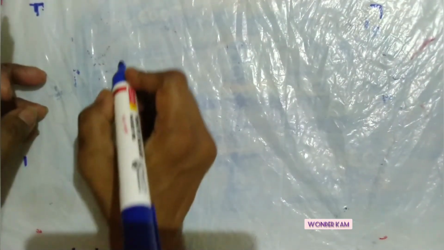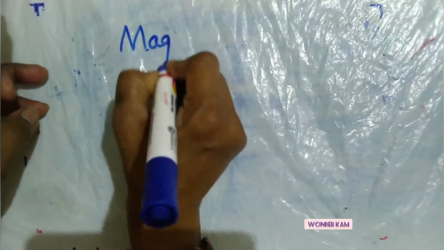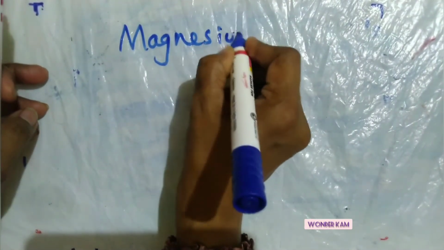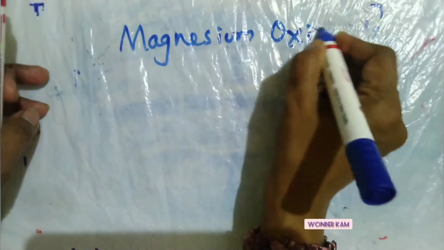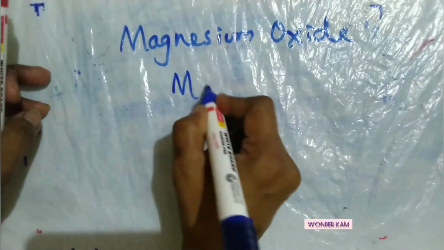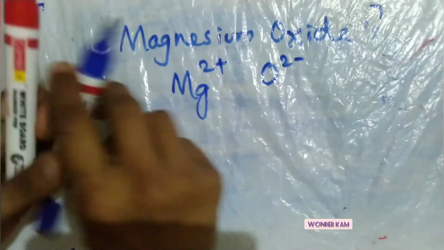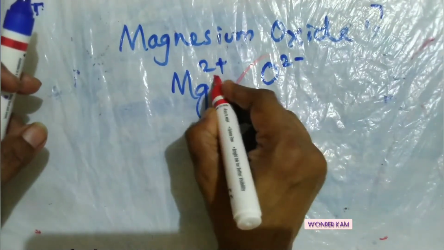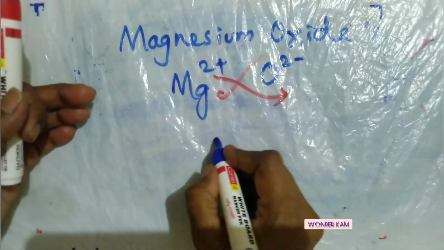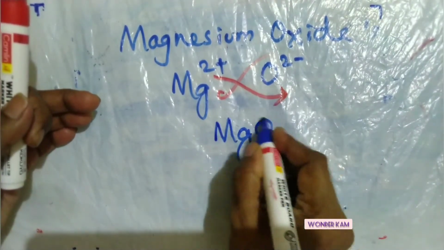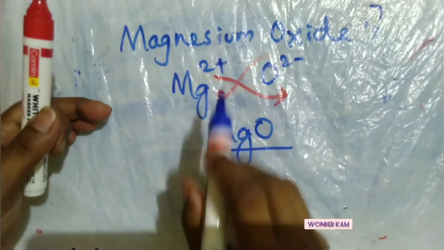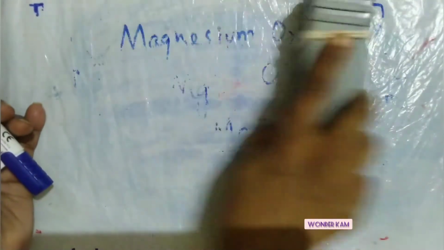Okay, then if we go for magnesium oxide, I will write magnesium 2 plus and O 2 minus, again the same thing. It becomes MgO. This is the formula for magnesium oxide.